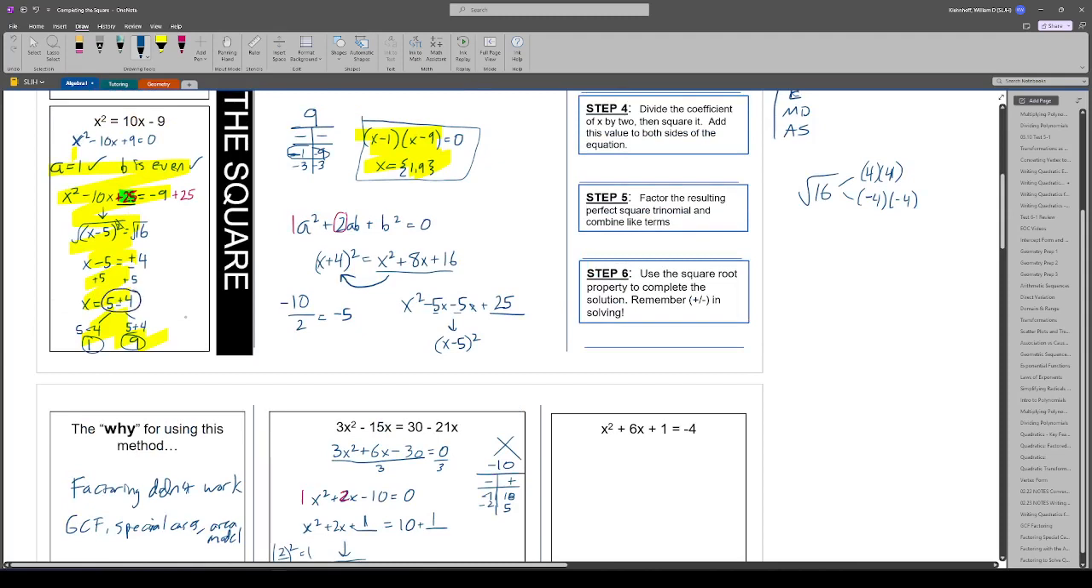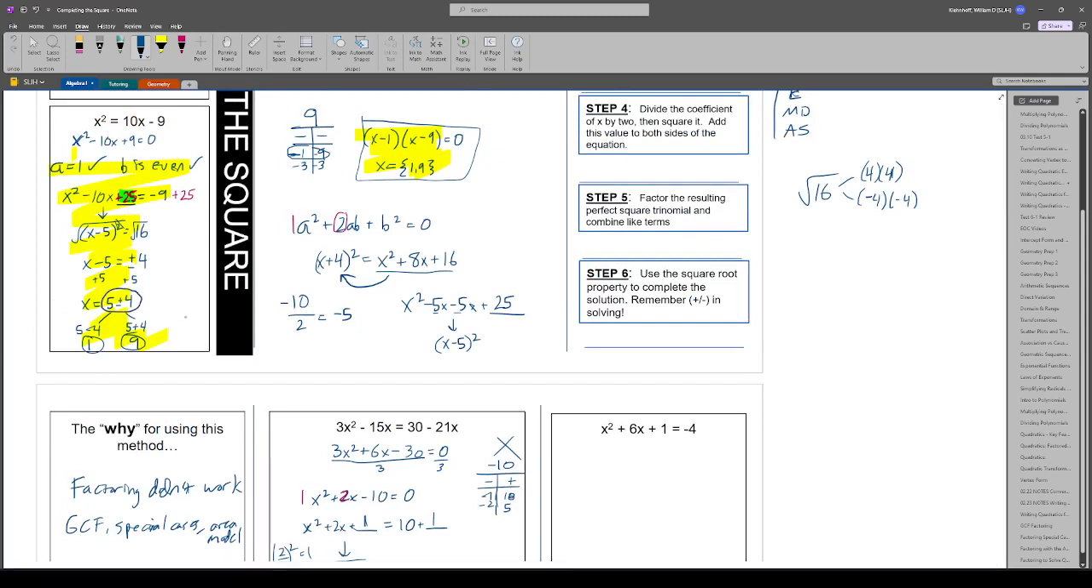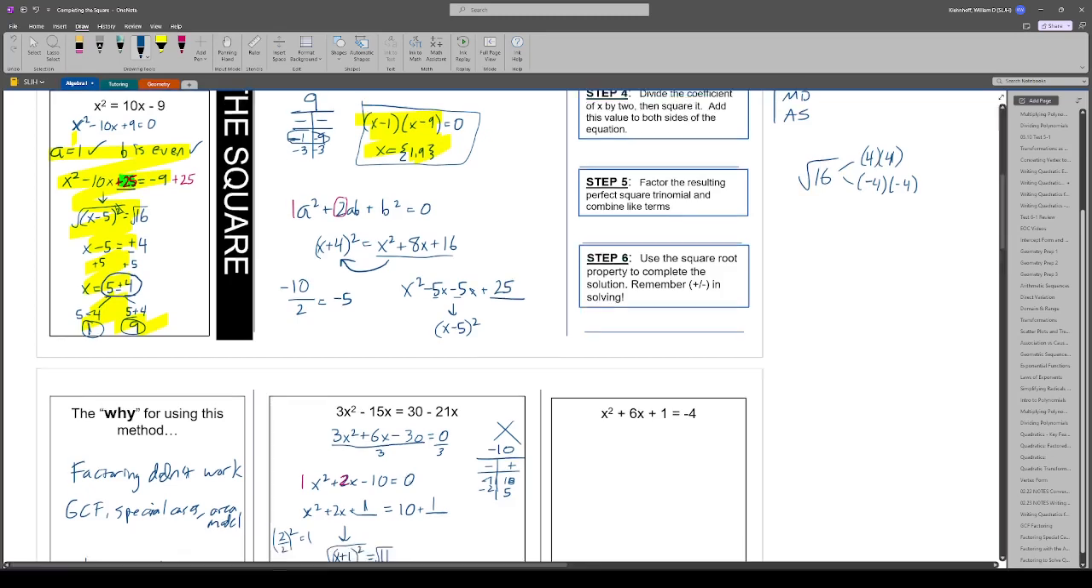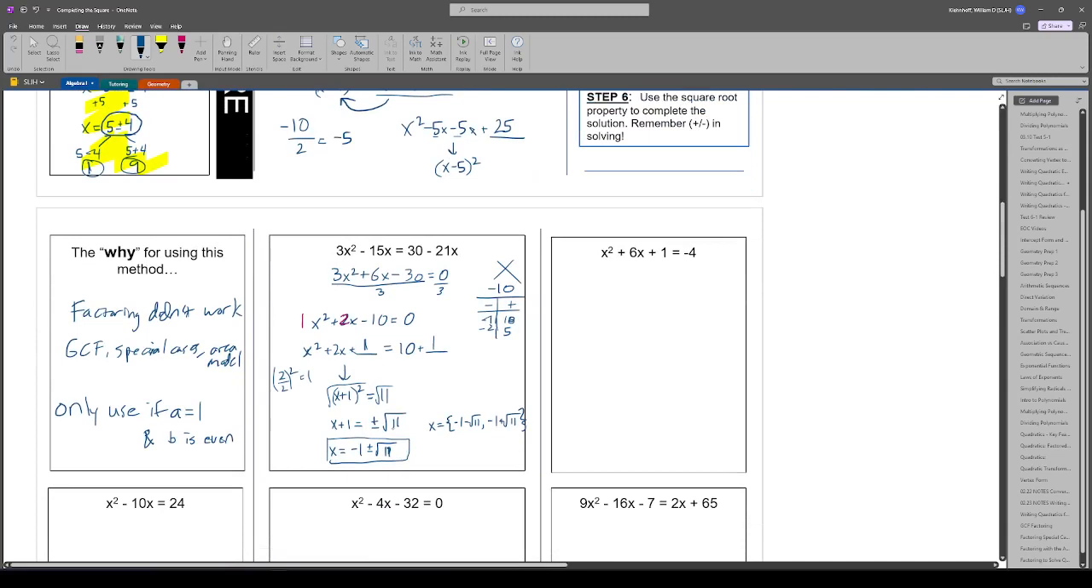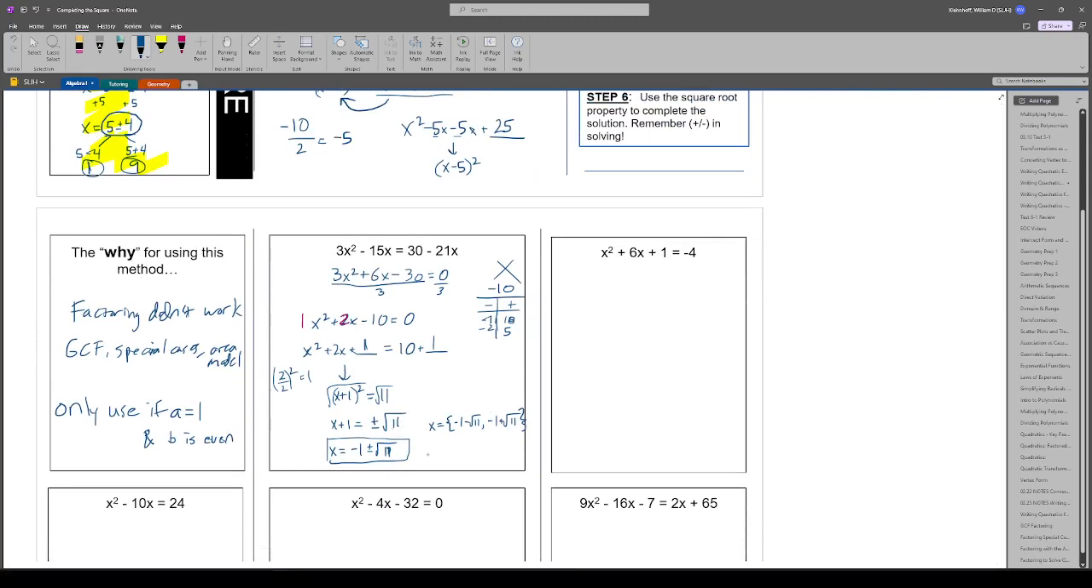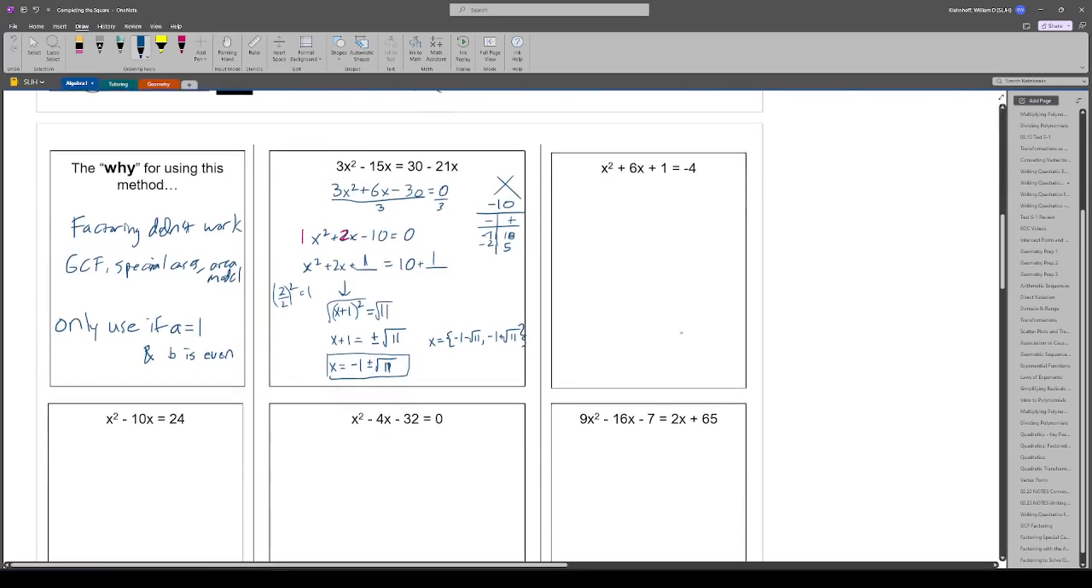Notice that in the example we did on the first page, though, I can't leave it as 5 plus or minus 4. Since those are both integers, I can simplify that and I can make it 1 and 9. So I don't leave it as plus or minus if these are both rational numbers. I only leave it as plus or minus if I have a rational and irrational number being added together, because they can't add together. They're different sizes.